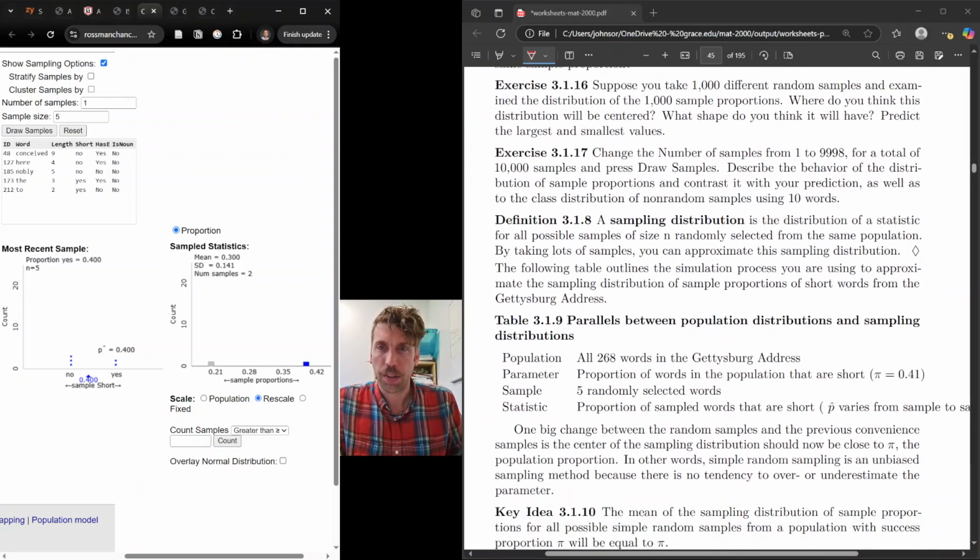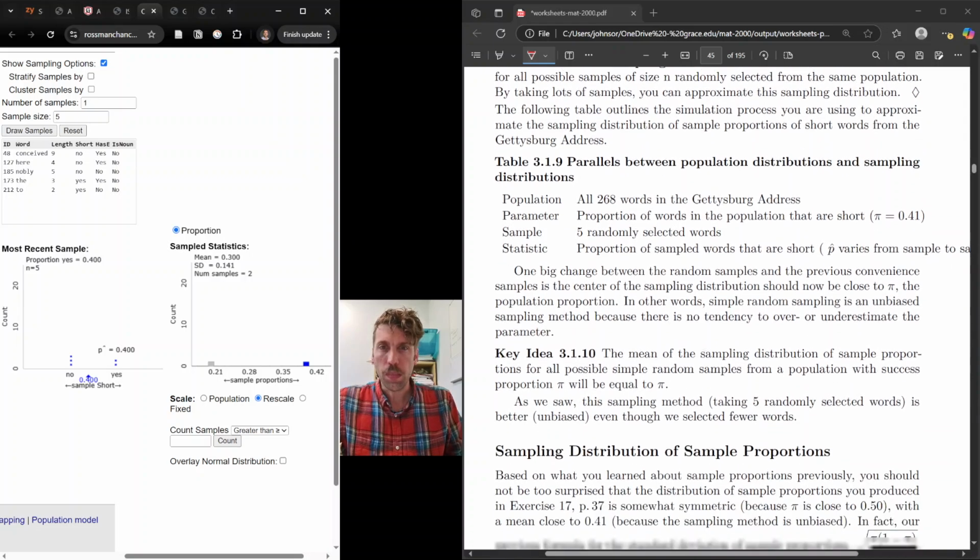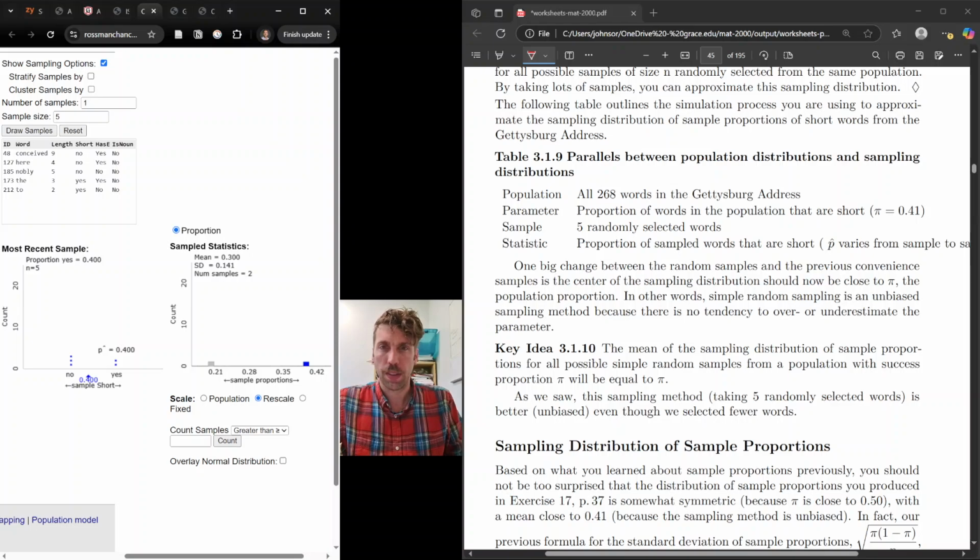A sampling distribution is the distribution of a statistic for all possible samples of size n randomly selected from a population. So by taking lots of samples, you can approximate the sampling distribution. This lays it out: the population is all 268 words. The parameter is the proportion of words in the population that are short. The sample is 5 randomly selected words. A statistic is p hat, the proportion of those 5 words that are short.